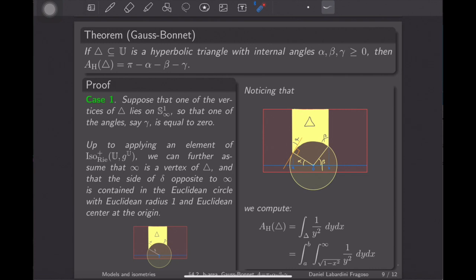And then, before going into the proof, let me say some things. So first of all, notice that this means that in a hyperbolic triangle, the angles never add up to pi, because then I would have a triangle with area equal to 0. So try to imagine a triangle with a hyperbolic area equal to 0.